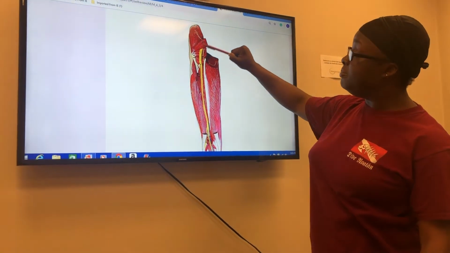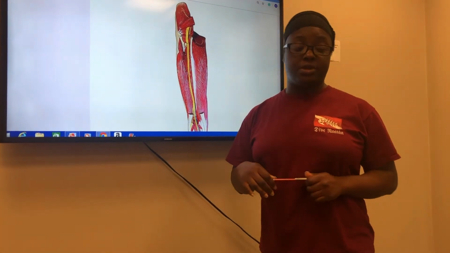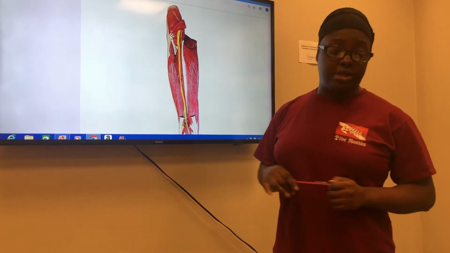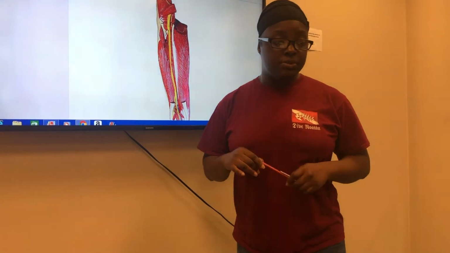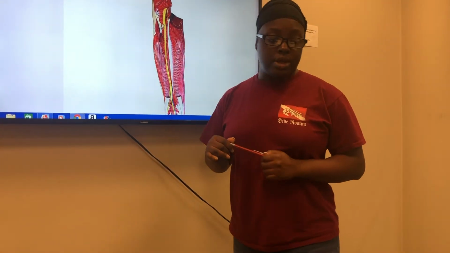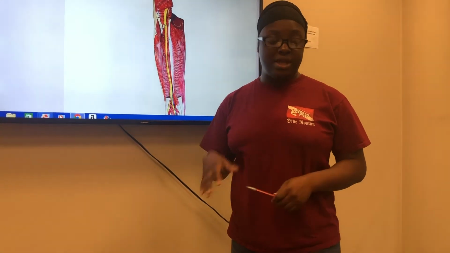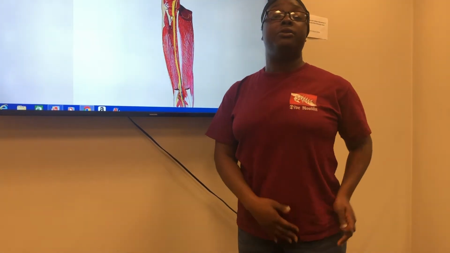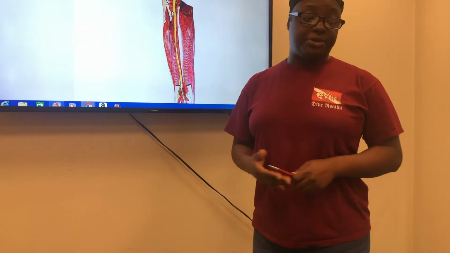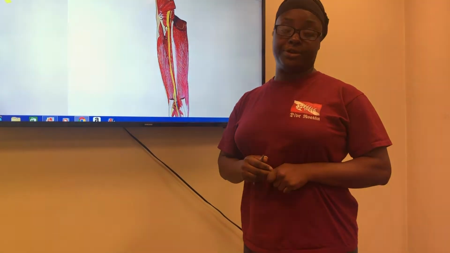This is the gluteus minimus. The origin is in the lateral surface of the ilium between the anterior and posterior gluteal lines. The insertion is via a short tendon into the lateral aspect of the greater trochanter. The action, it abducts the thigh. The anterior part rotates the hip medially, and the posterior part rotates the hip laterally. And the nerve is the superior gluteal nerve.